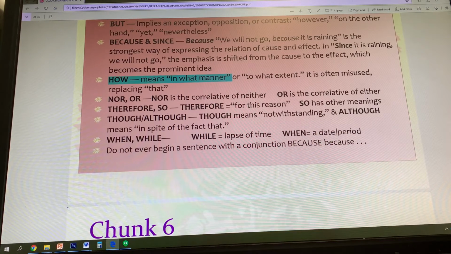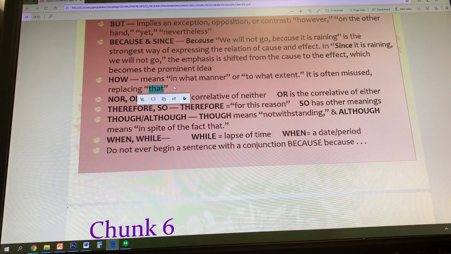How means in what manner or to what extent. Now, here's the problem. It often is replacing the word that. You don't want to do that. The word that is probably the most overused word that is completely unnecessary. So look for how. See if you can replace it. See if you can take it out. Then look for all the instances of that and see if you can change them.